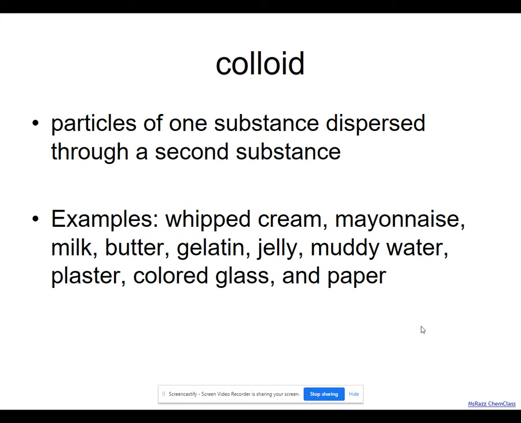Then you have a colloid. These are where particles of one substance are dispersed through a second substance. So you have one thing packed in another thing. And examples are whipped cream, mayonnaise, milk, butter, gelatin, jelly, muddy water, plaster, colored glass, and paper.